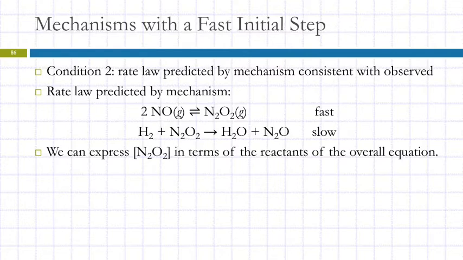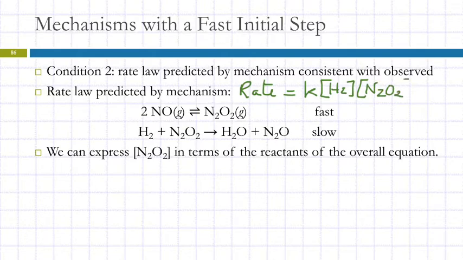So what would the rate law there be? Rate equals a constant times the concentration of this. There's no exponent because there's no coefficient. Times the concentration of this. And again, the coefficient's 1, and so then the exponent's 1. So that is the rate law predicted by the rate limiting step in the mechanism.